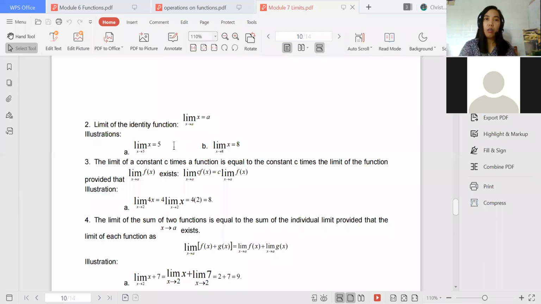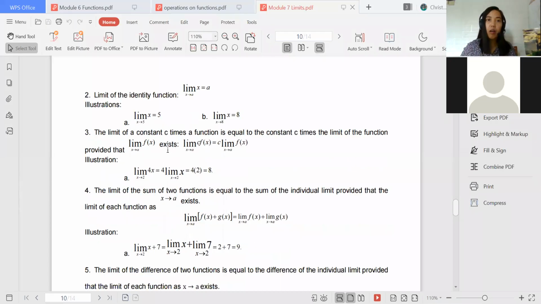So magkakadugtong kasi yung sa una, the limit of c times f of x as x approaches a exists only if the limit of f of x as x approaches a exists. Pag hihiwalayin nyo lang, parang you factor out the constant times the limit of the given function. Okay? So for example, 4x, the numerical coefficient you put outside, that is also equal to 4 times the limit of x as x approaches 2. And we know that the limit of an identity function is the value of a, which is 2. 4 times 2, that's 8.